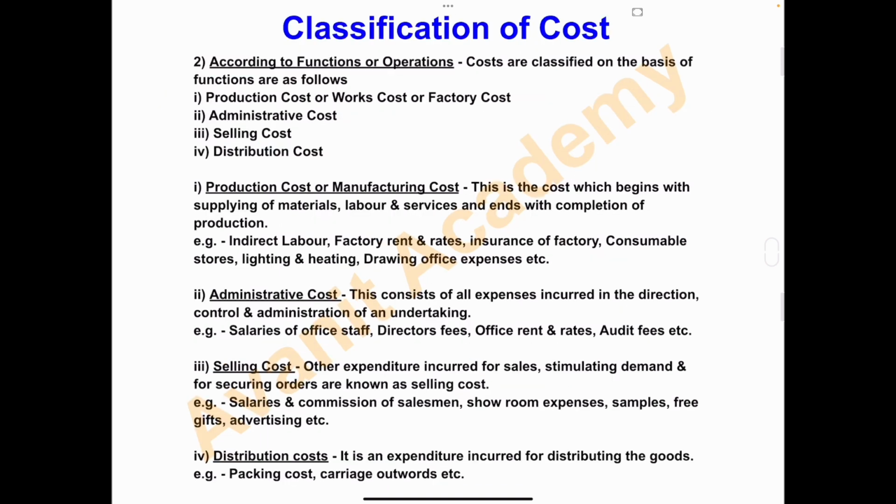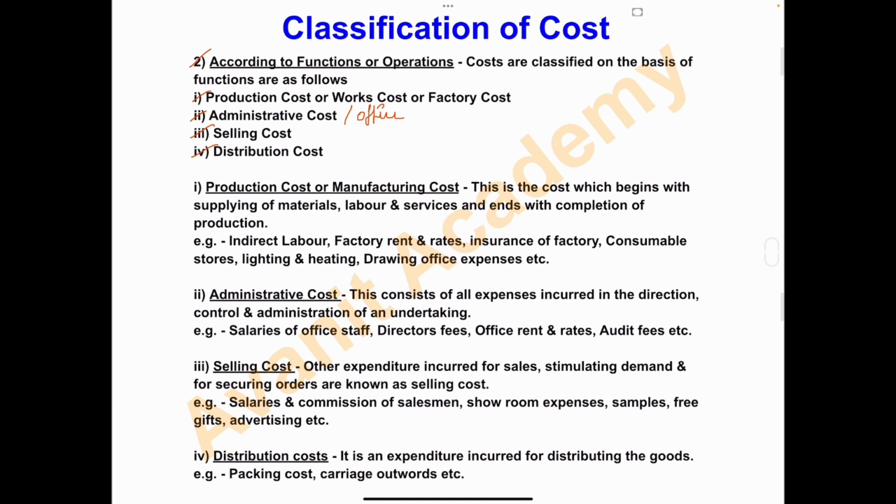Got all of you this topic? Let's start with point number two: according to functions or operation. Function wise, costs are classified into four parts. Number one, production cost or work cost or factory cost. This production cost is also called works cost or factory cost. Second one, administrative overhead. Administrative overhead is also called office overhead or office cost. Third one, selling cost. And fourth one is distribution cost.